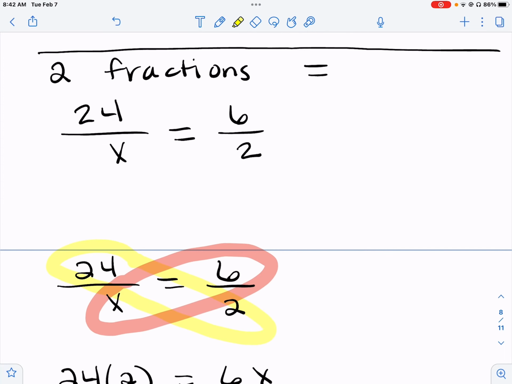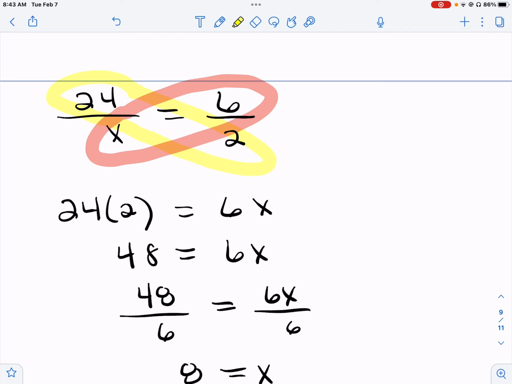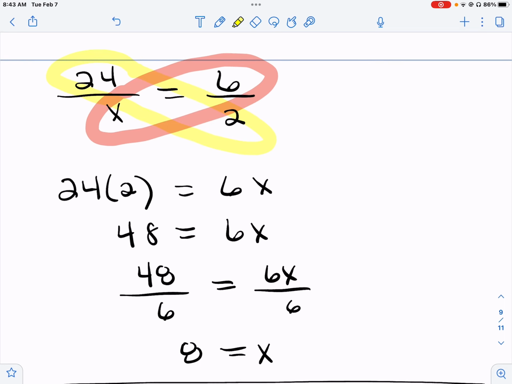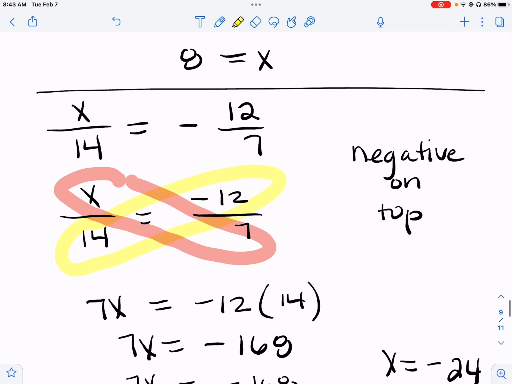If you have two fractions that are equal and you're trying to solve, you can just use a little shortcut trick where you multiply across. So we would multiply 24 times 2 and x times 6. Okay, 24 times 2 is 48, and x times 6, we say 6x. Then we solve. 6x means times, so we divide. Okay, that cancels those 6's. 48 divided by 6 equals 8.